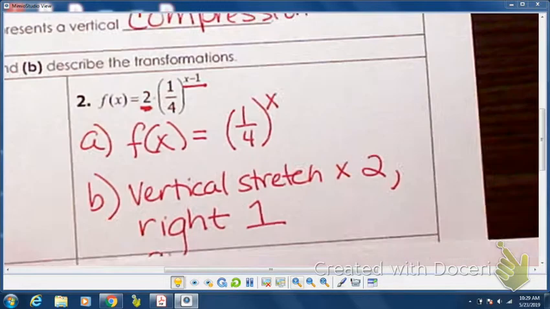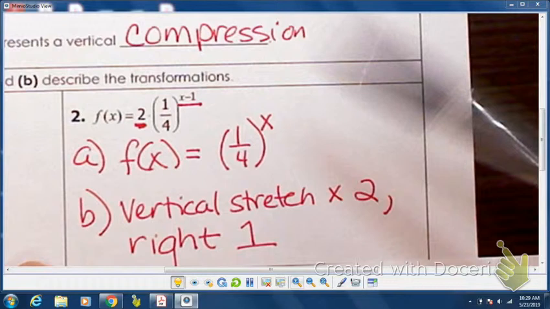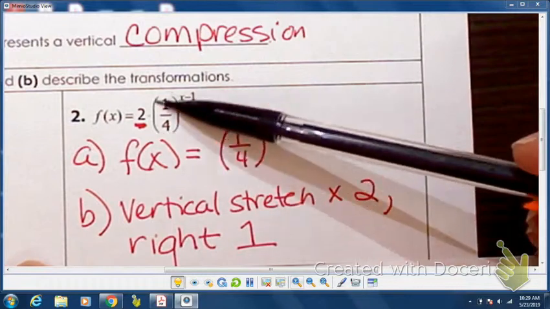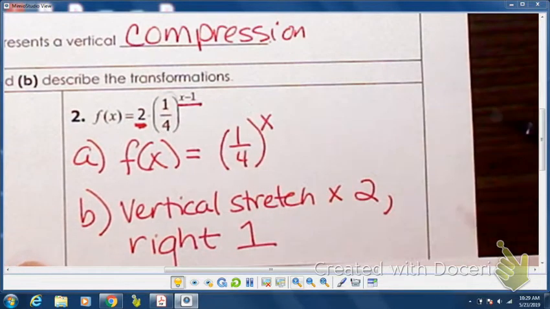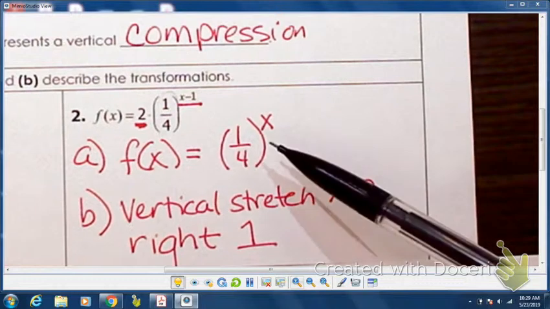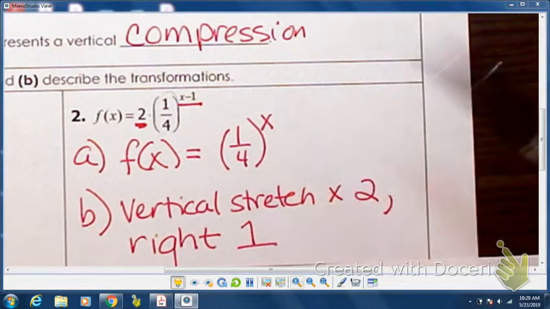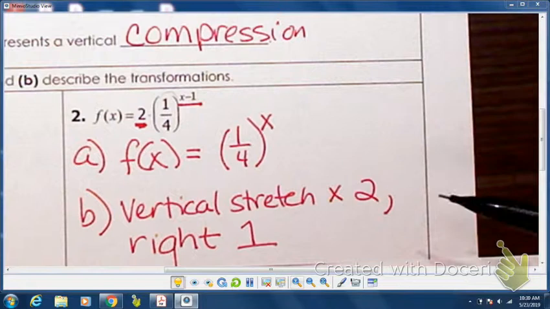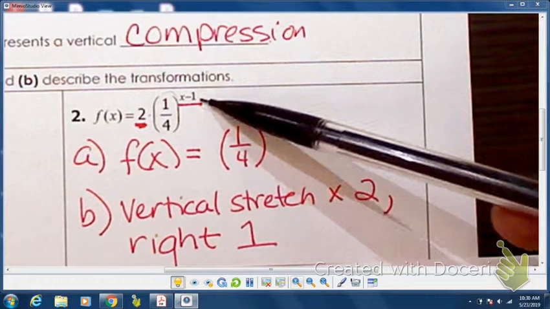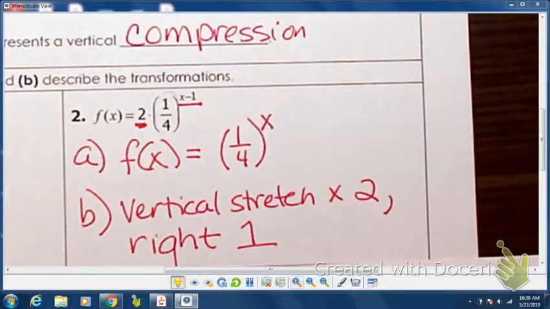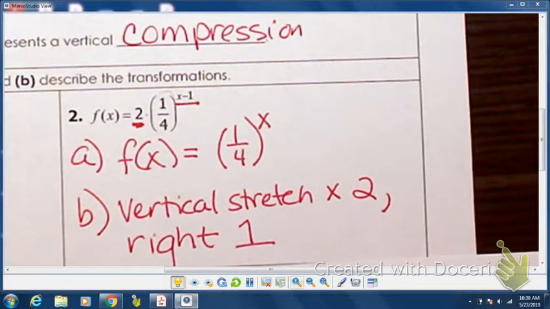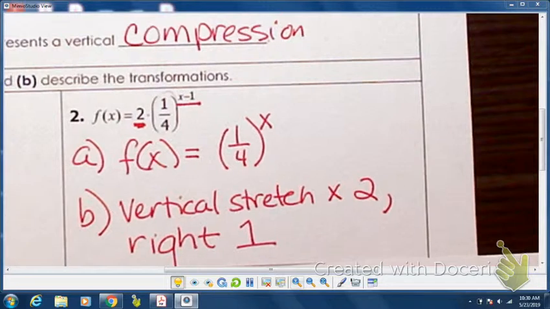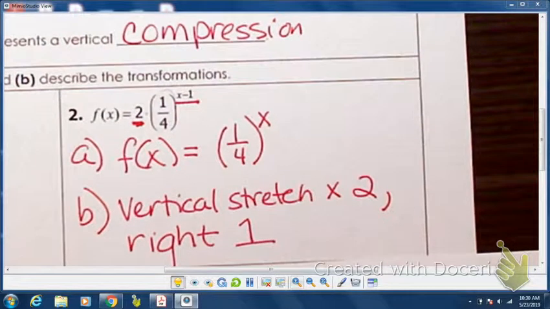For the next one, right here, this is our b, or our base, the 1/4. So our parent function is 1/4 to the x power. And this is being multiplied by 2. 2 is greater than 1, so that's a vertical stretch times 2. And it's being shifted to the right 1 value. So go ahead and try 3 and 4. Pause the video if you need to. I'm going to display the answers in a second.